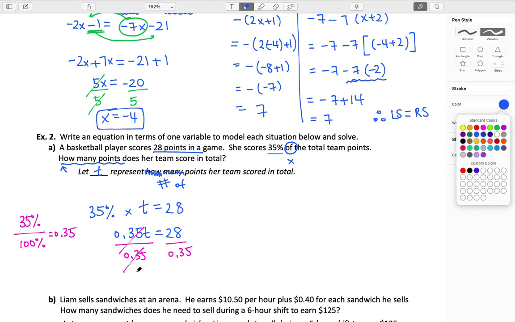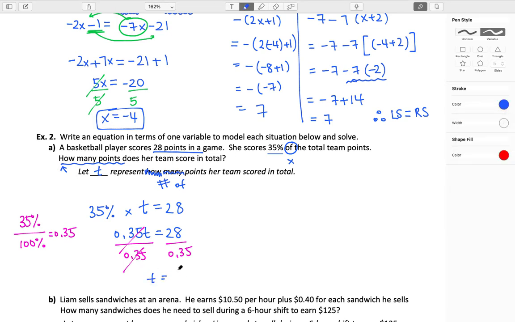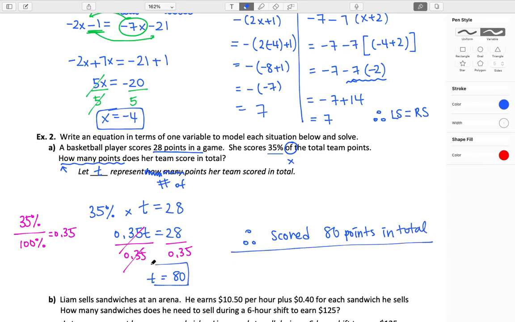So therefore, T, when you divide it, you're going to get 80 points. So therefore, her team scored 80 points in total. And because it's a word problem, make sure you end with a sentence.